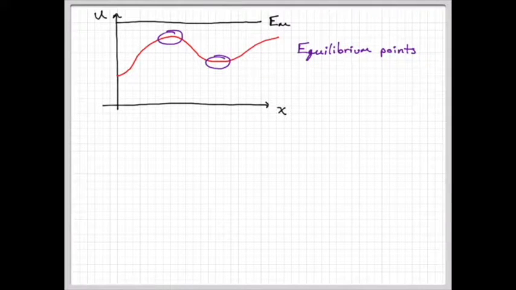Now, what does that mean? So there's 2 different kinds. One's like a hill, and one's like a little valley, if you will. So let's label those. We'll say point A and point B. And so let's look at point A. Point A is known as an unstable equilibrium point.